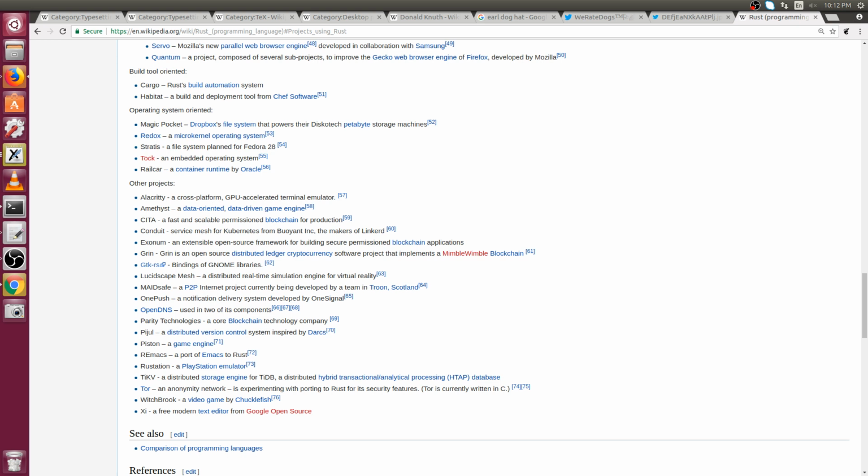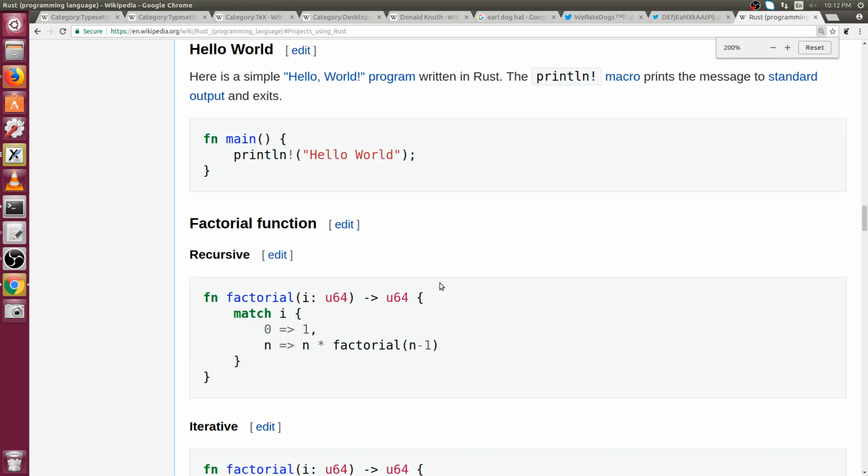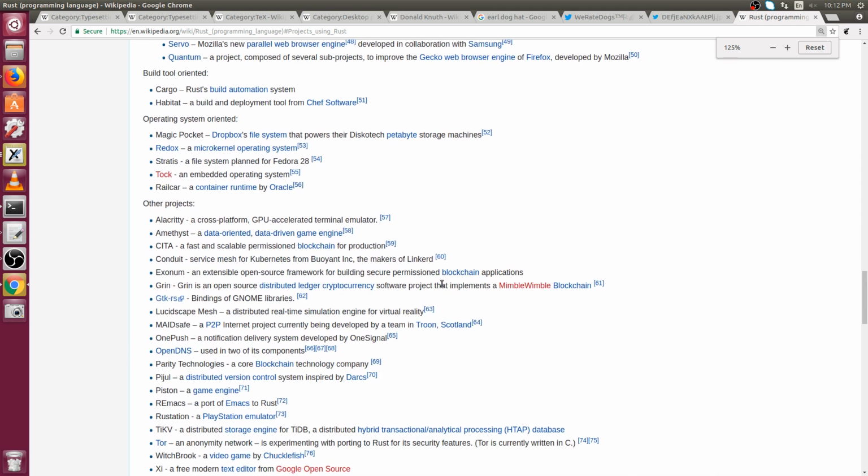Okay, places where you would use C, C++. Okay. Huh. Listen, it already sold me based upon one thing. If I see that open source distributed ledger cryptocurrency software project that implements Mimblewimble blockchain is made in Rust, listen, I'm a happy man.